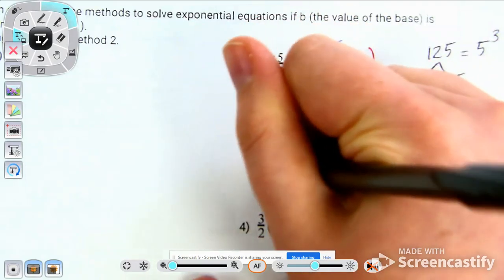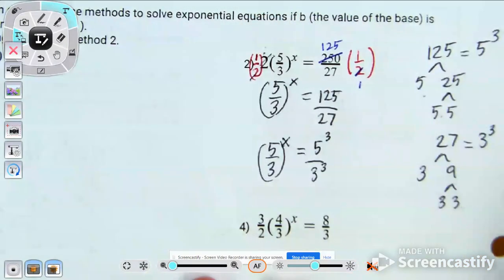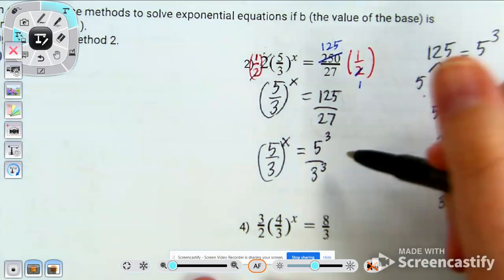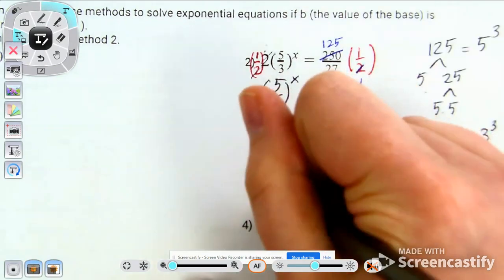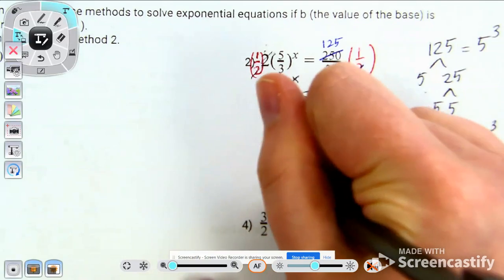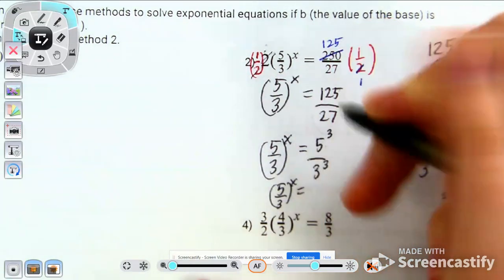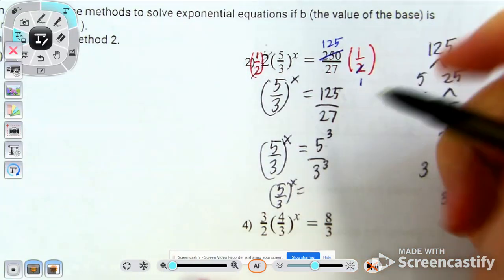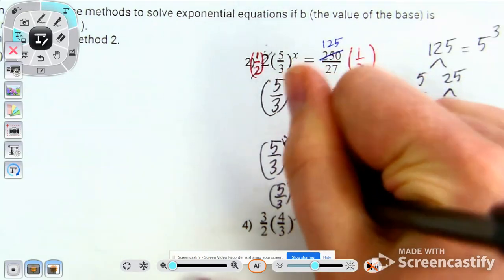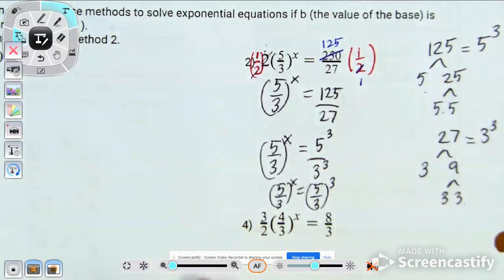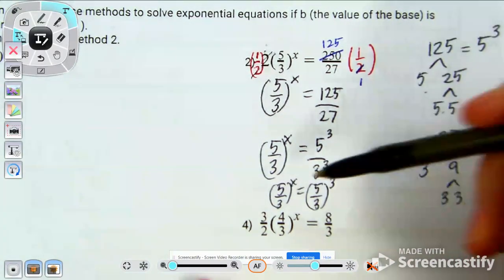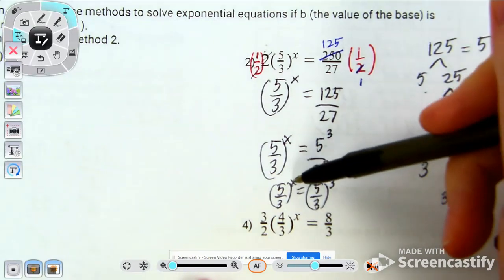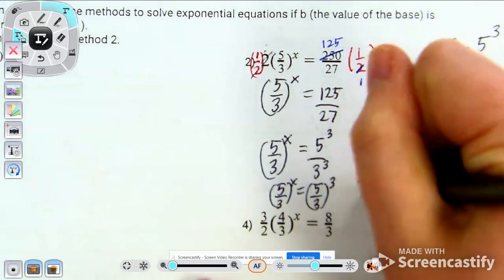On the left side, I still have 5/3 to the power of x. Now, since the numerator and denominator are both being raised to the same exponent, I can actually rewrite this 5/3 to the power of 3 with one single exponent of 3 and 5/3 in parentheses. So we have 5/3 in parentheses, all being raised to the power of 3. Now I have the same base on both sides of the equation, so I focus only on the exponent. So I see I have x on this side, 3 on the other side, so I know that x must equal 3.